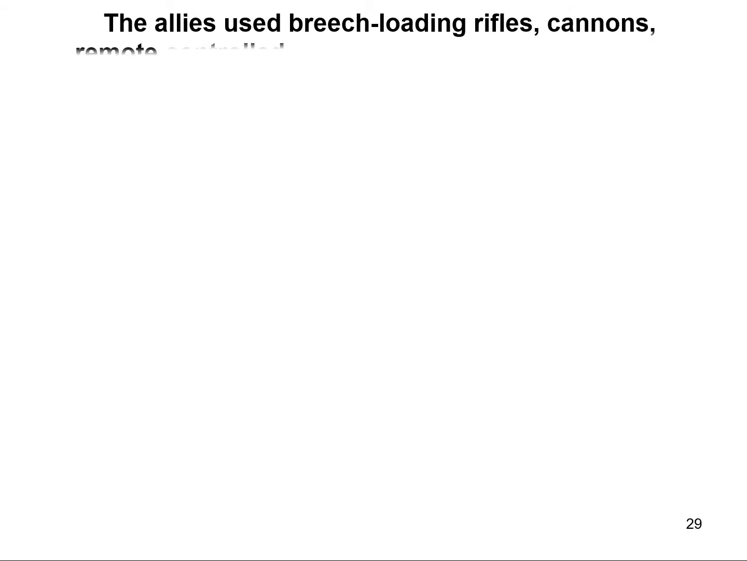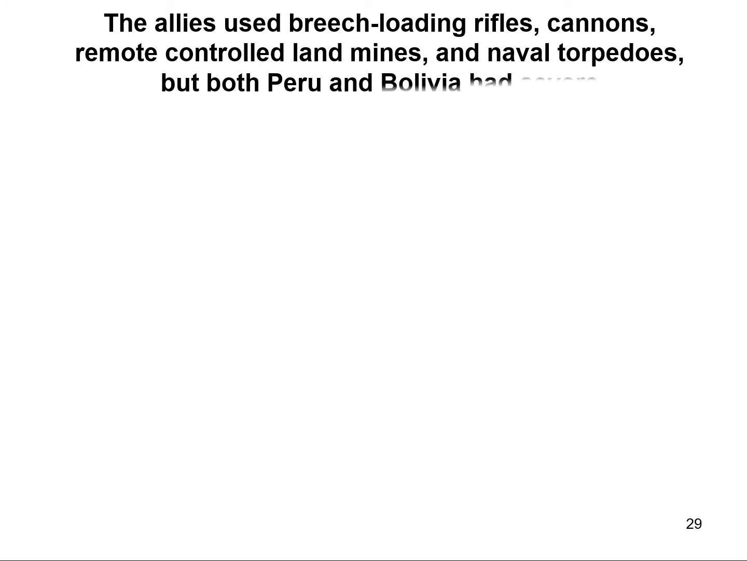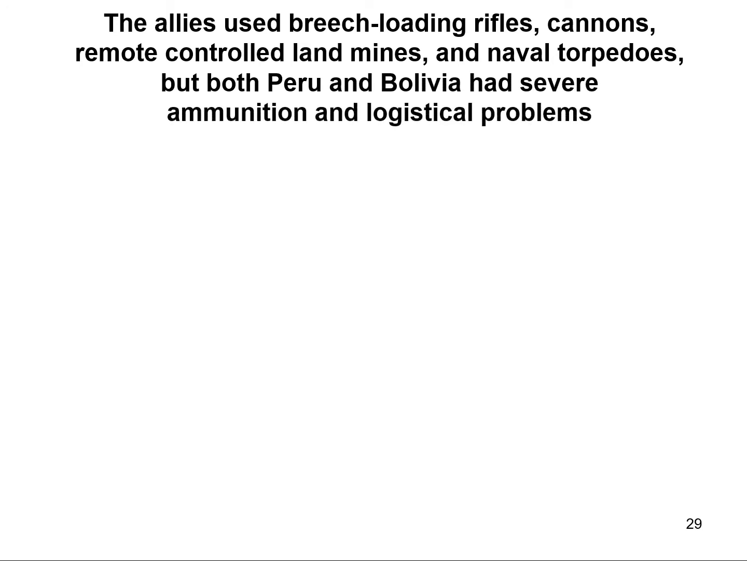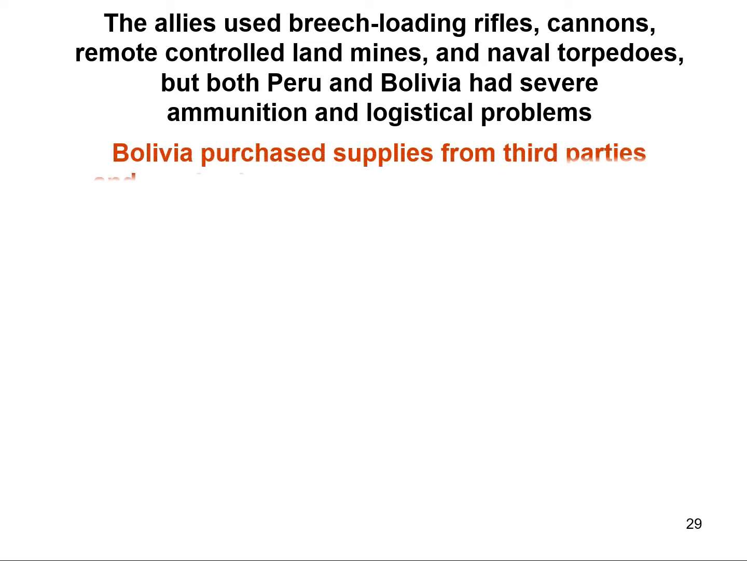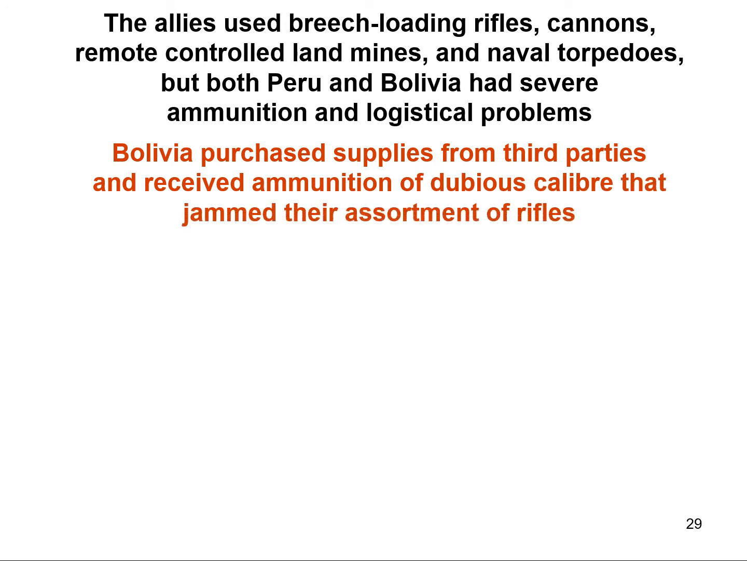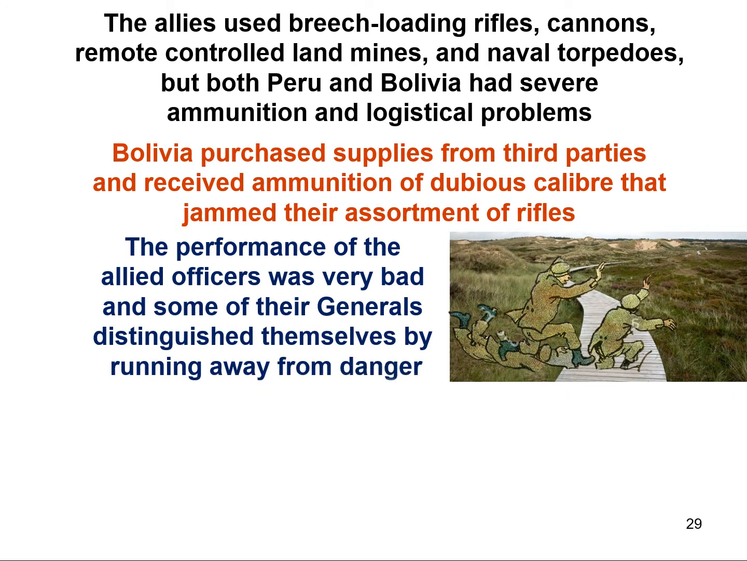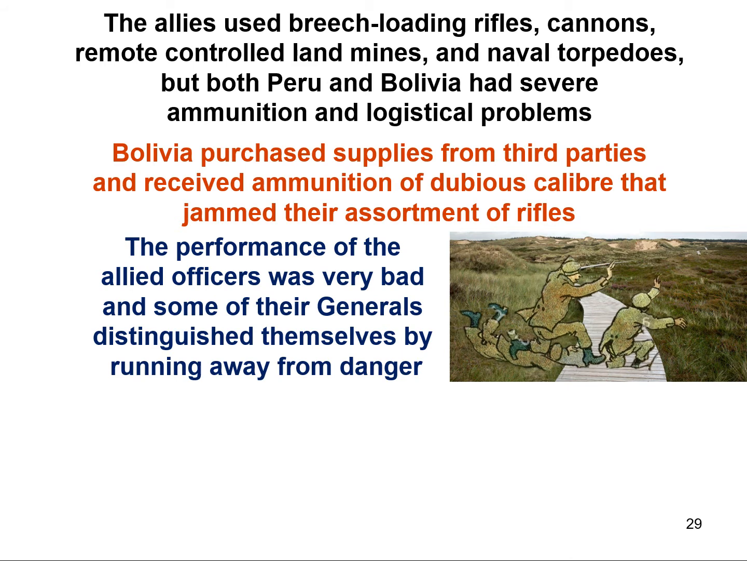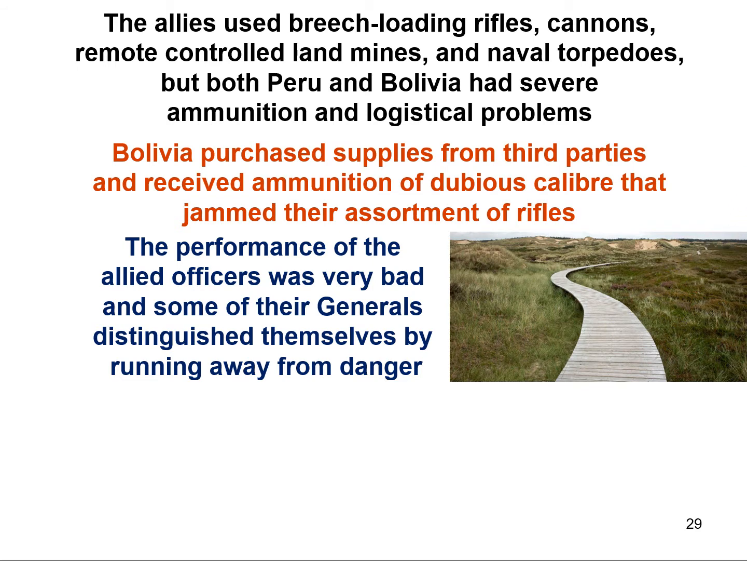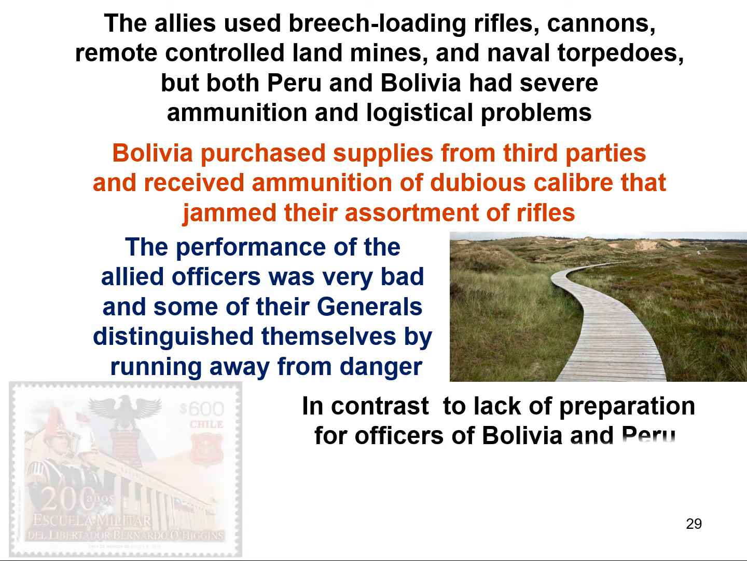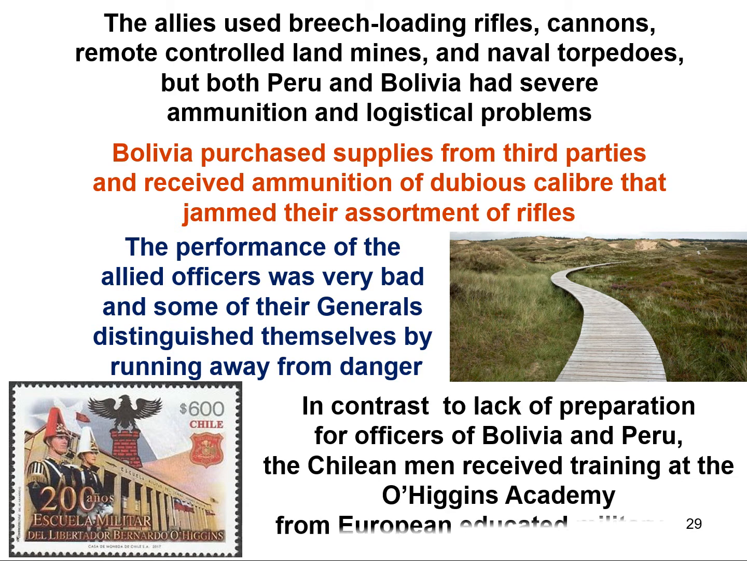The Allies used breech-loading rifles, cannons, remote-controlled landmines and naval torpedoes, but both Peru and Bolivia had severe ammunition and logistical problems. Bolivia purchased its supplies from third parties and received ammunition of dubious caliber that tended to jam their assortment of rifles. But the performance of the Allied officers was very bad, and some of their generals distinguished themselves by running away from danger. In contrast to the lack of preparations for the officers of Bolivia and Peru, the Chilean men received their training at the O'Higgins Academy from European-educated military men.